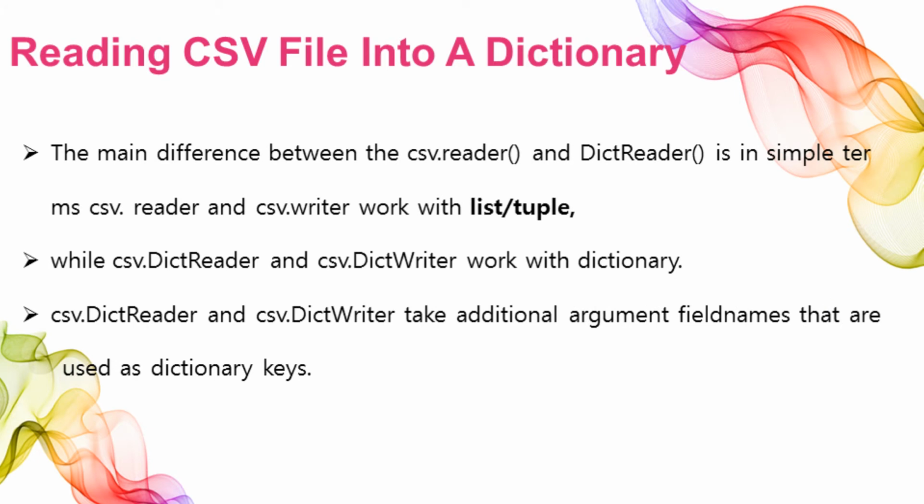Here is the main difference between CSV reader and DictReader. CSV reader and CSV writer work with lists or tuples, and can also work with dictionaries. But DictReader and DictWriter take an additional argument as field names, that is column names, because we are going to use dictionary keys.